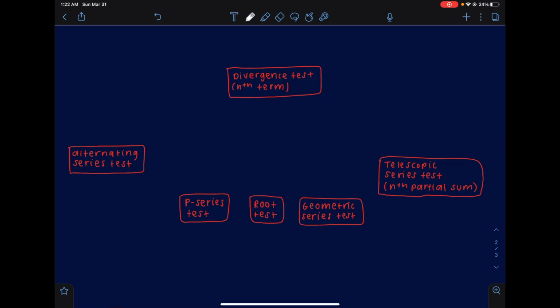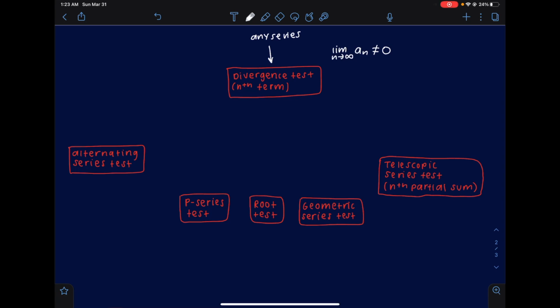Okay, let's begin. Now for any series, you're going to start off with the divergence test. Essentially, it is the quickest, the easiest, and also the most straightforward test. Essentially, you take the limit of the function as it approaches infinity, of the series, and you're going to see if it does not equal 0.